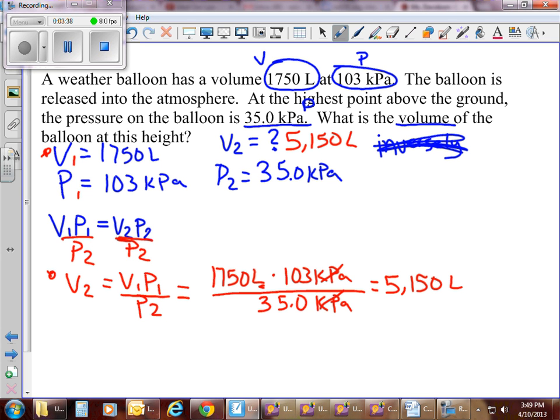So again, make sure you write down the variables that you have. What am I looking at? If things are inversely related, they're multiplied, all right? Rearrange your equation, plug in your numbers, give me your final answer, okay?